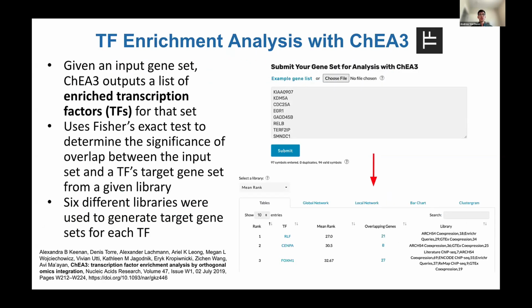As a bit of background, ChEA-3 is a tool that enables users to input a gene set and then determine which transcription factors are most enriched for that input set. To do so, ChEA-3 computes the significance of overlap between the input set and a transcription factor's target gene set in a given library. Specifically for ChEA-3, 6 different libraries were used to generate target gene sets for each transcription factor, including ChIP-seq and gene co-expression libraries. And finally, when determining which transcription factors are the most enriched, the average rank of each transcription factor across all 6 libraries is calculated.